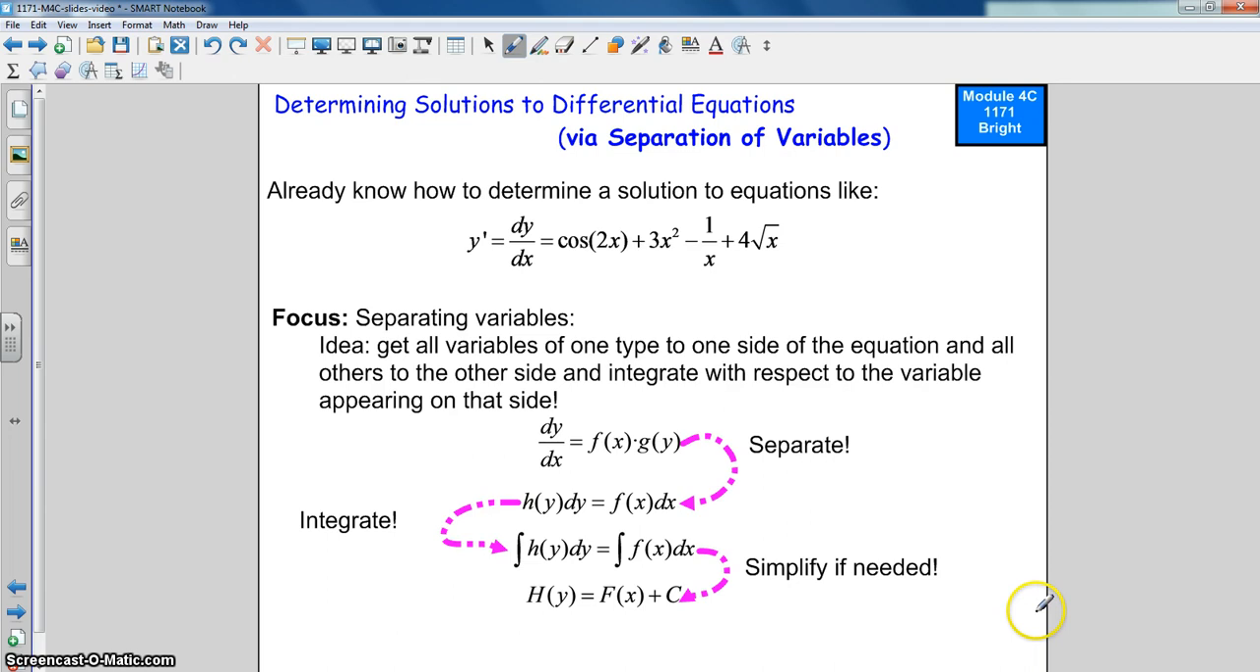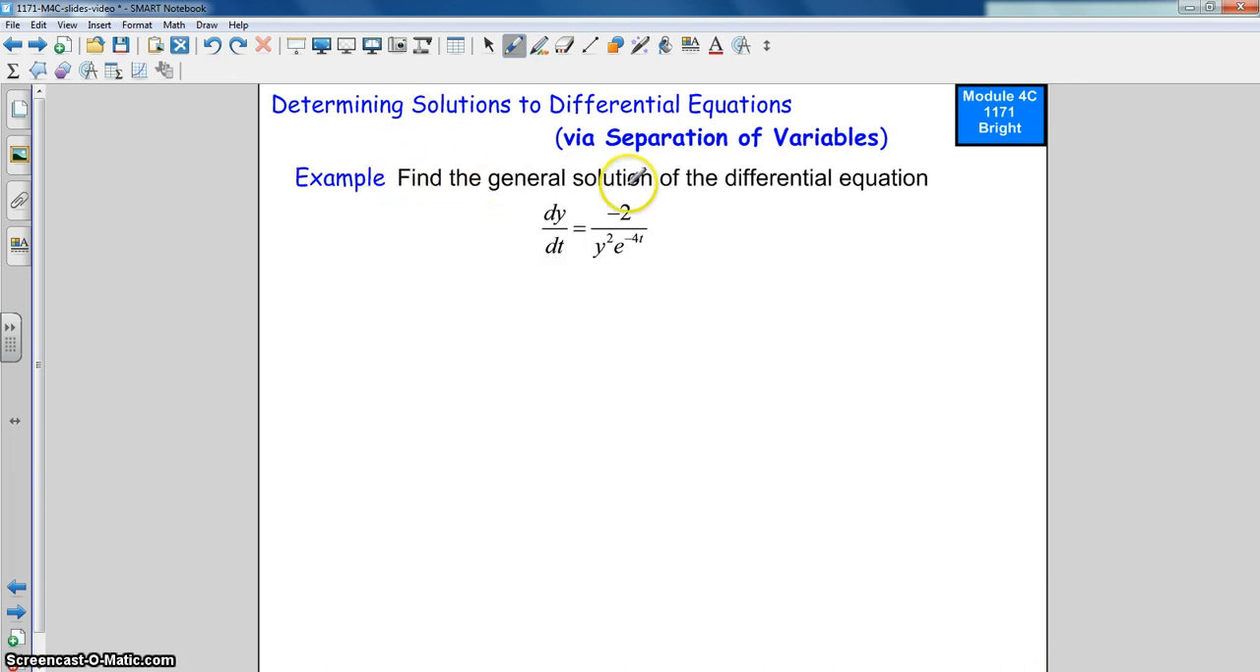Let's go ahead and see this in practice. We want to find the general solution of a differential equation like this. We have y and t, so get y on one side and t on the other. I'm going to move this y over to that side, and move the dt over to this side. So I multiply by y squared on both sides, and multiply both sides by dt. When I do that, the dt's cancel over here, and on the left-hand side I'm left with y squared dy.